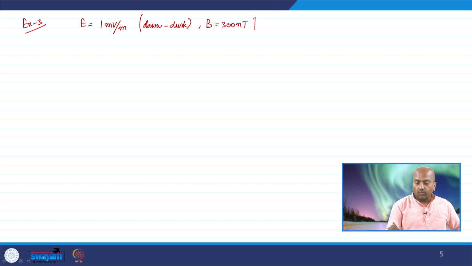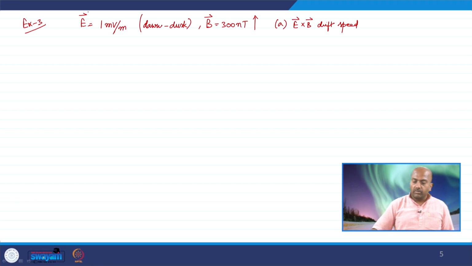Let us say this is northward, and with these two values, calculate what is the E cross B drift. Now, you see there are electric and magnetic fields. A charged particle moving with a velocity can experience E cross B drift. Find out the magnitude and then the direction of this E cross B drift.